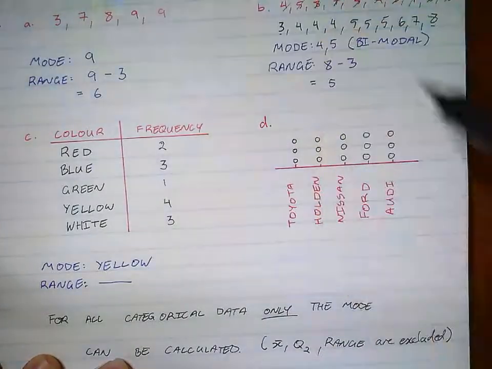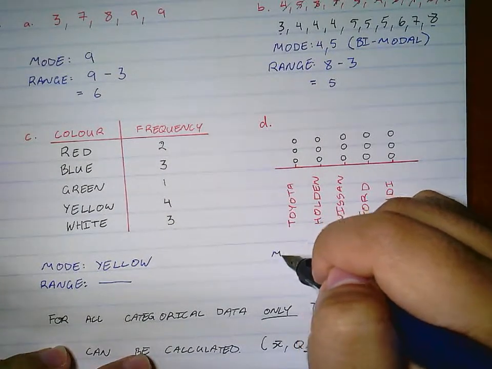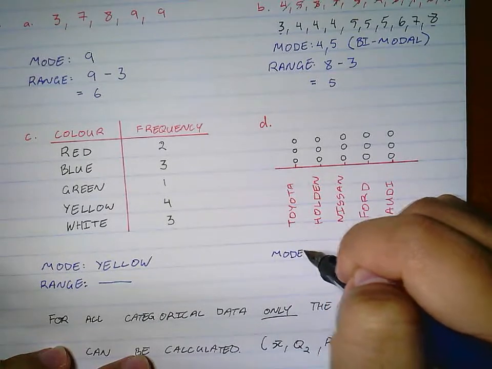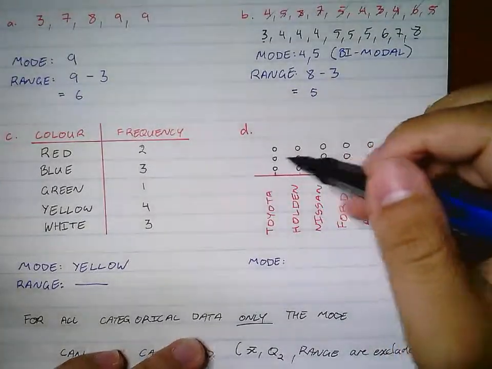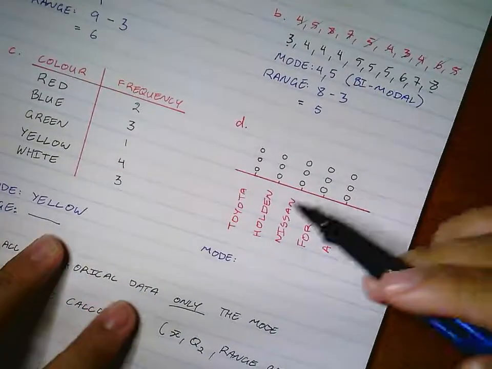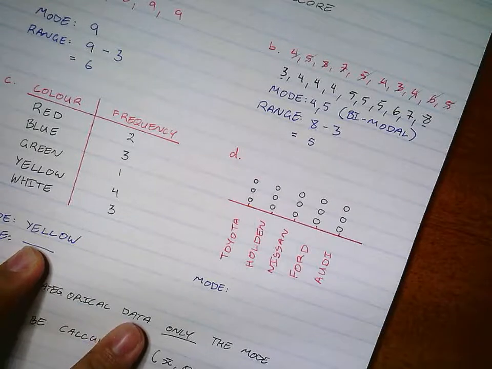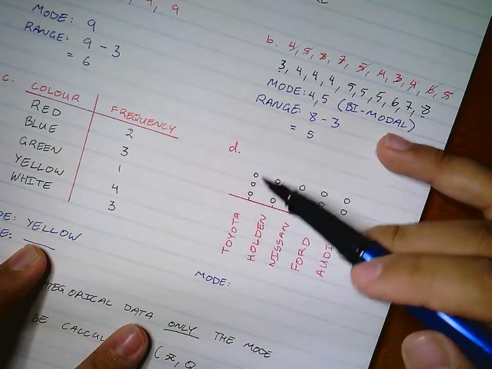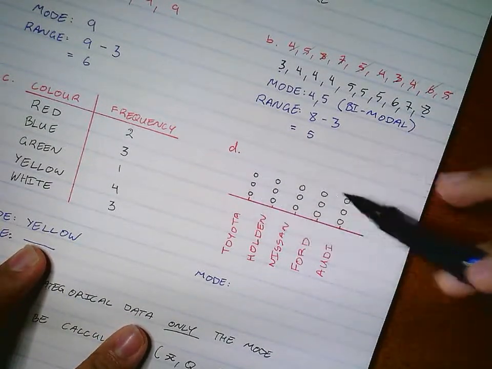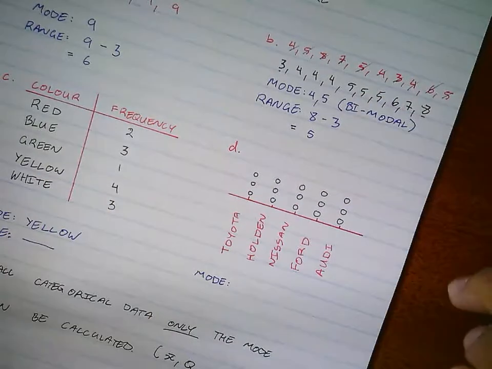Okay. And finally, we have this last one here, our mode. Well, if we take a look at this is our entire data range. We have different brands of cars and how many they have in this dot plot. In cases where they're all equal, if they were all equal, there actually is no mode.